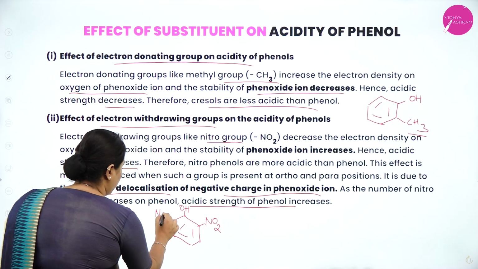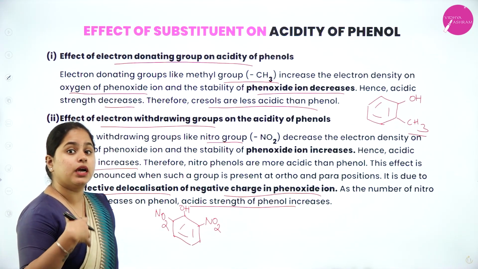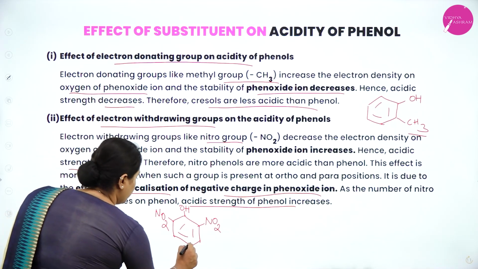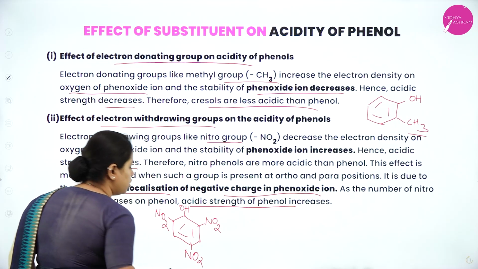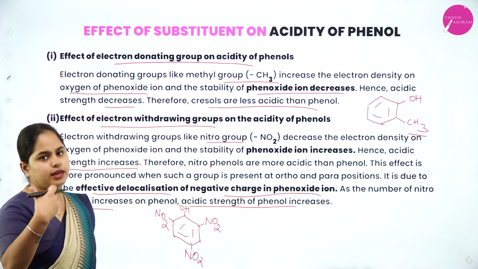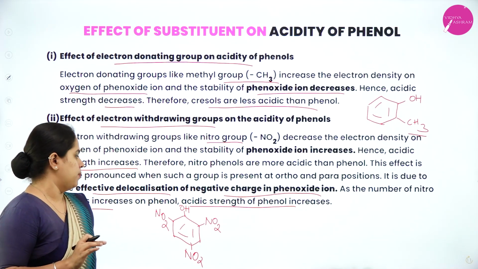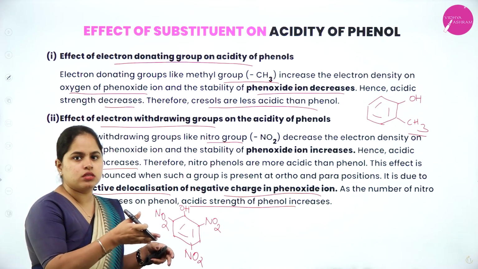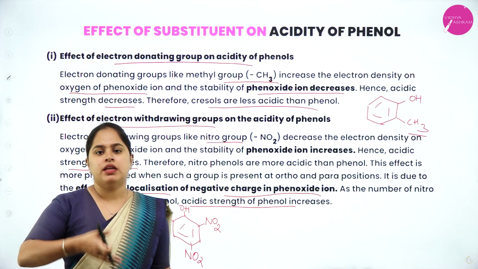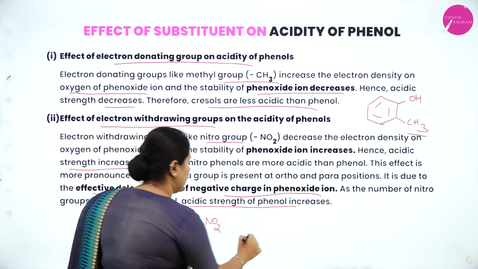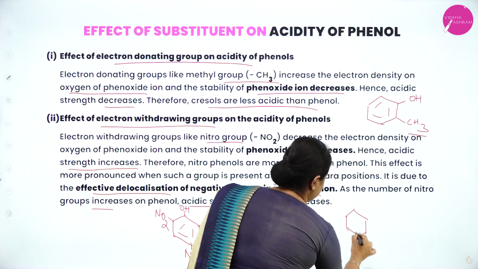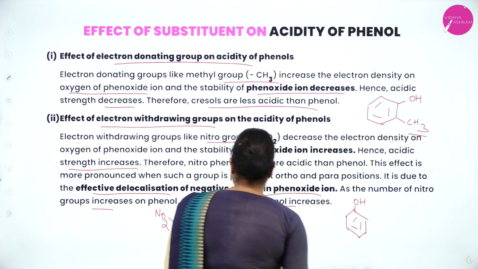Now, if I am adding one more nitro group, what happens? The acidity will become even more, because two groups are there which are going to take up the electrons. Now, in the para position also, if a nitro group is there, the acidity will increase again. The more the electron withdrawing groups, the more the acidity. So when we are comparing cresols, phenols and nitrophenols, cresols will have the least acidity, then phenols, then nitrophenols. This is your cresol, this is phenol and this is nitrophenol.